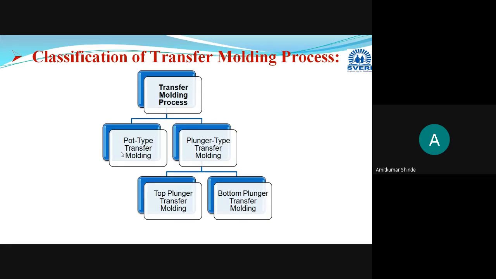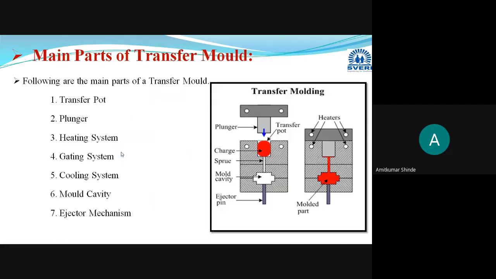Before that, we will discuss the mold. The mold used for the transfer molding process and its basic parts along with their functions. Now, this is the diagram. You can see that these are the molds. This is the mold used. You can see this total will form the mold.